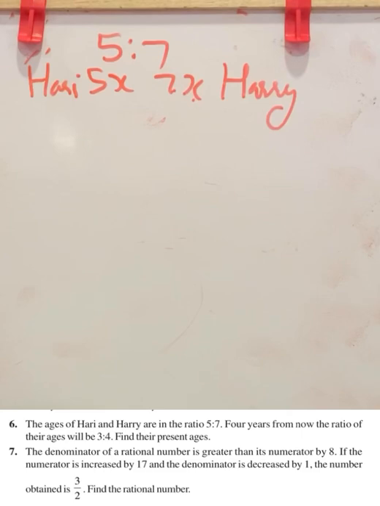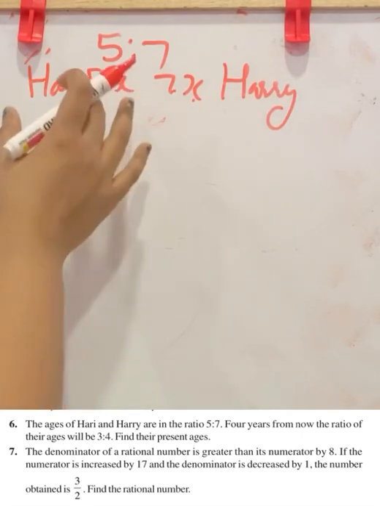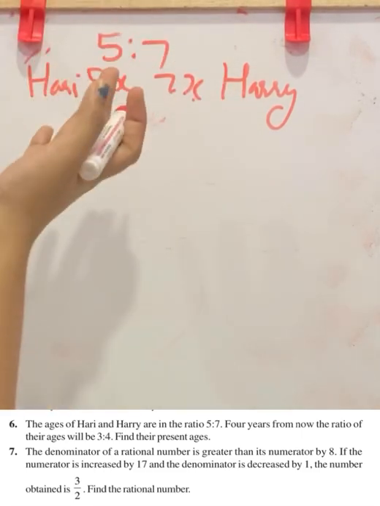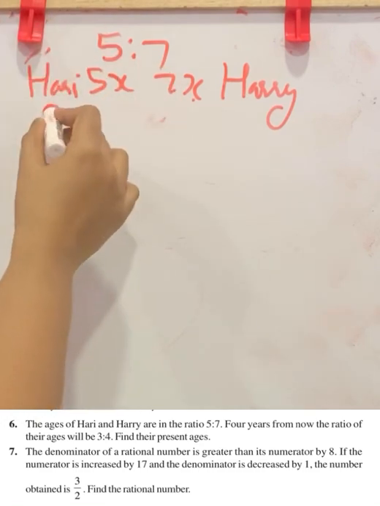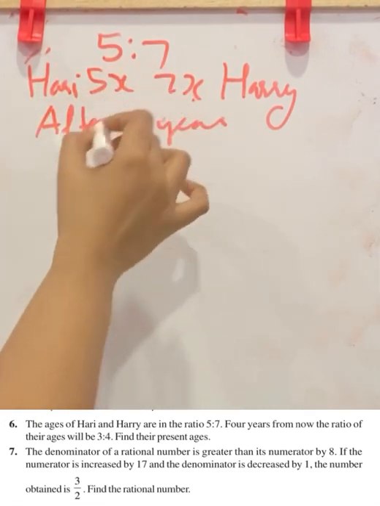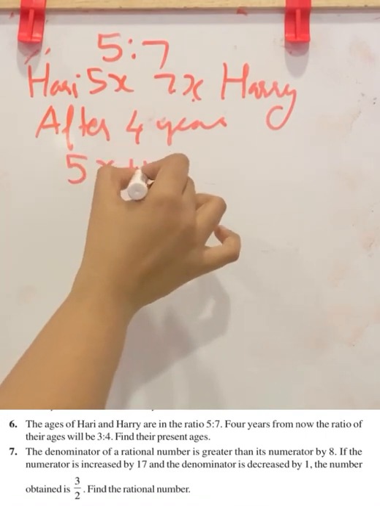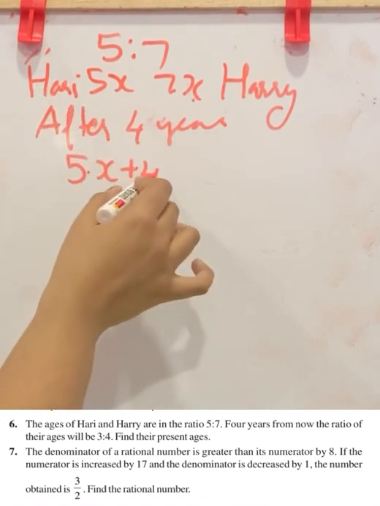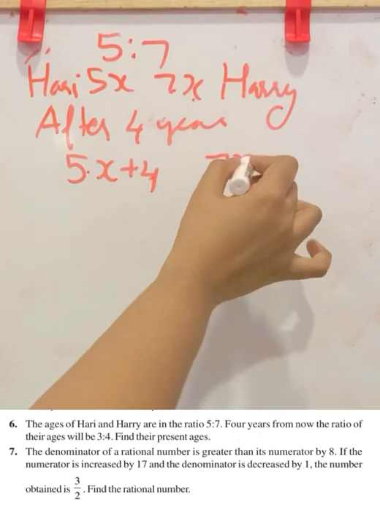Now 4 years from now, this is their present age. 4 years from now means after 4 years, their ages will be 5x plus 4. Hari's will be 5x plus 4 and Harry's will be 7x plus 4.